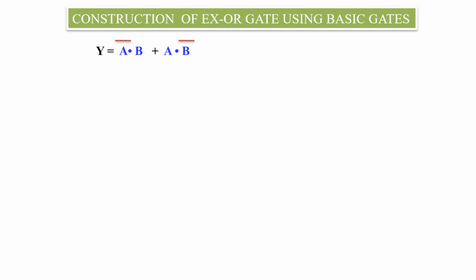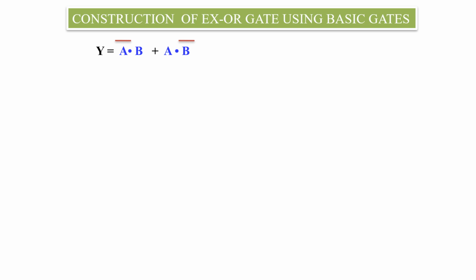Now let us see how to construct XOR gate using basic gates. In the board exam, the question comes: define XOR gate and construct XOR gate using basic gates. Define the XOR gate: the output is high only when the inputs are different or the inputs are odd. Either 0 1 है या 1 0 है, then only we get the output high.